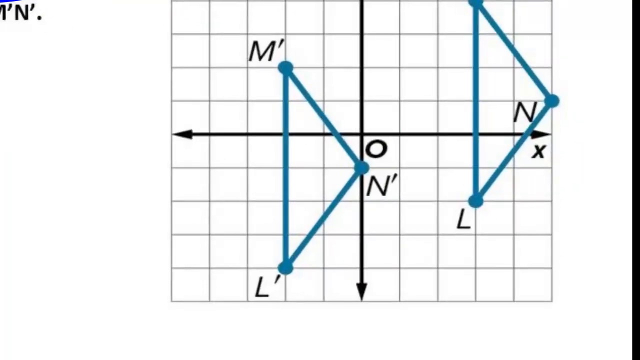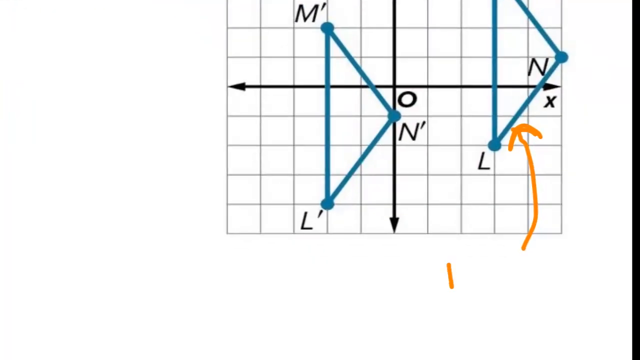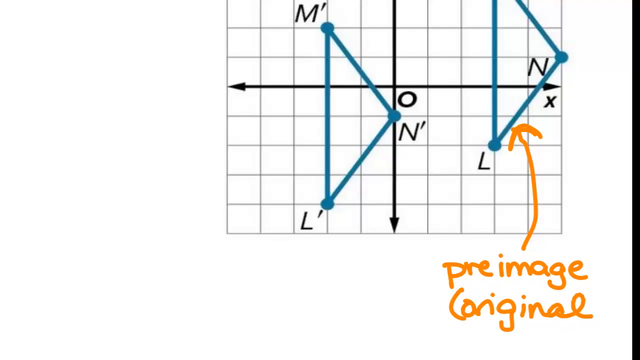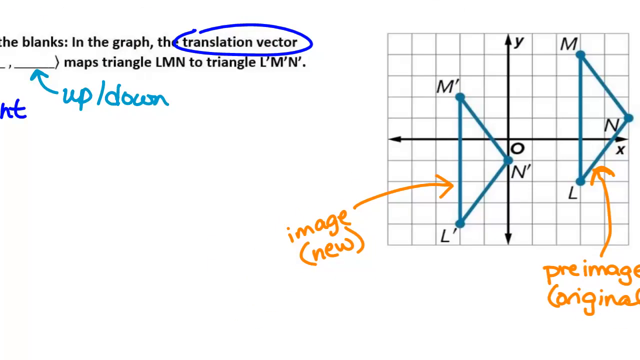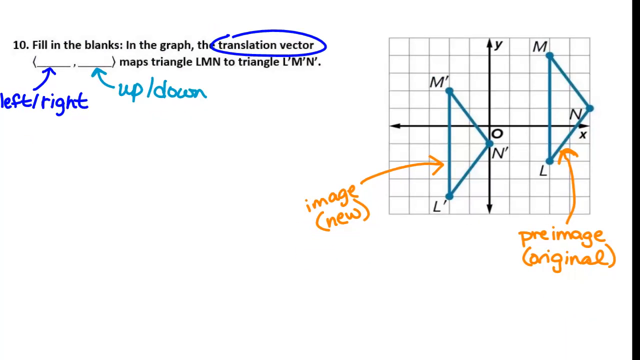Without primes. So this one right here, we call the pre-image. It is the original. That means the one over here that has the primes is the image, or it is the new one. We need to pick out a pair of corresponding points, so M and M prime, N and N prime, L and L prime, and we're going to count from one to the other.